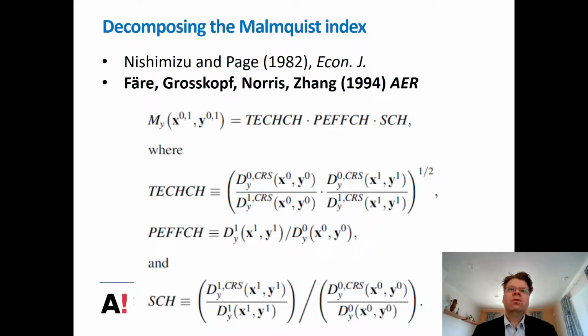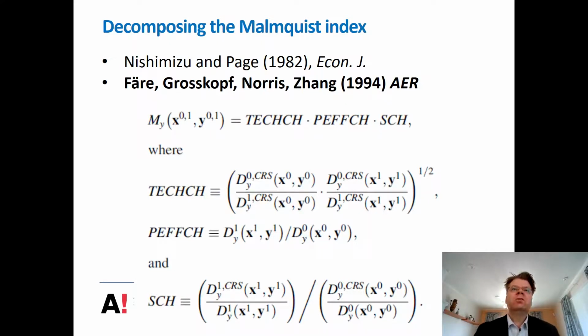Regarding the literature, I want to mention that this decomposition is usually attributed to this American Economic Review article by Rolf Färe, Shawna Grosskopf, and their co-authors Norris and Zhang. I forgot their first names. So this is perhaps the best known paper of Färe and Grosskopf. They have published several hundreds of papers on productivity and efficiency, but this Malmquist decomposition is perhaps their best known, most widely known work.